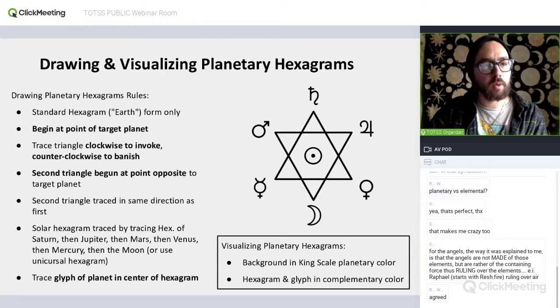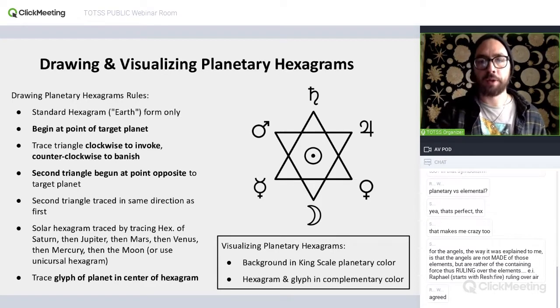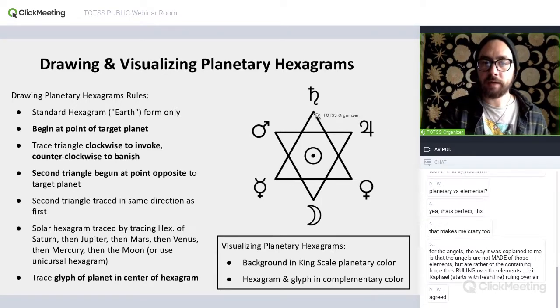Right. So we're just using this one form of the hexagram here. The rule for how to draw the hexagrams is that, whether you're banishing or invoking, you begin with the point attributed to the planet that you're working with. If you're working with Saturn, you'll begin from this point. If you're working with Jupiter, you'll begin from this point. If you're working with Venus, you'll begin from this point, and so on.